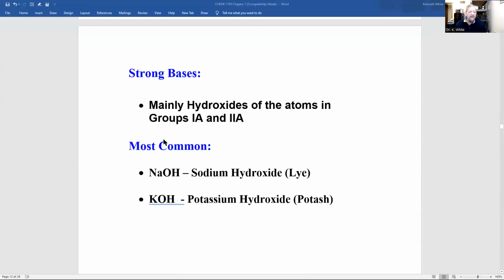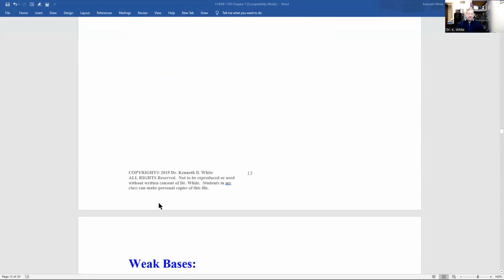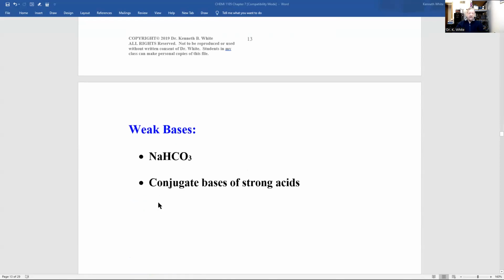And similarly, you can have strong bases, which say, give me your proton. And those are mainly sodium hydroxide and potassium hydroxide, strong bases. Now, weak base, oh, another show and tell, sodium bicarbonate. And that's in baking powder. Ooh, and it's pure baking powder.